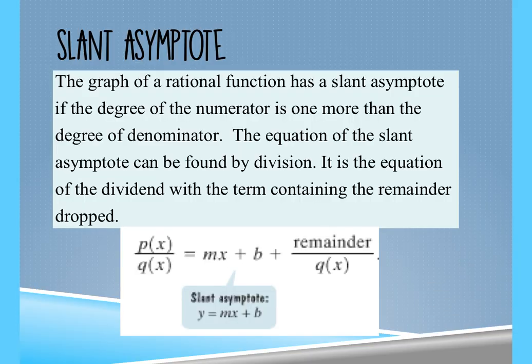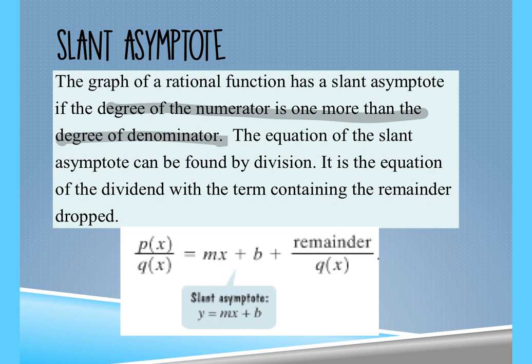This one we did. So the slant asymptote occurs when the degree of the numerator is 1 more than the degree of the denominator. So in the numerator it could be 3, the denominator could be 2. Numerator could be 4, denominator could be 3. Numerator could be 1, denominator can be none. All of those would result in a slant asymptote.